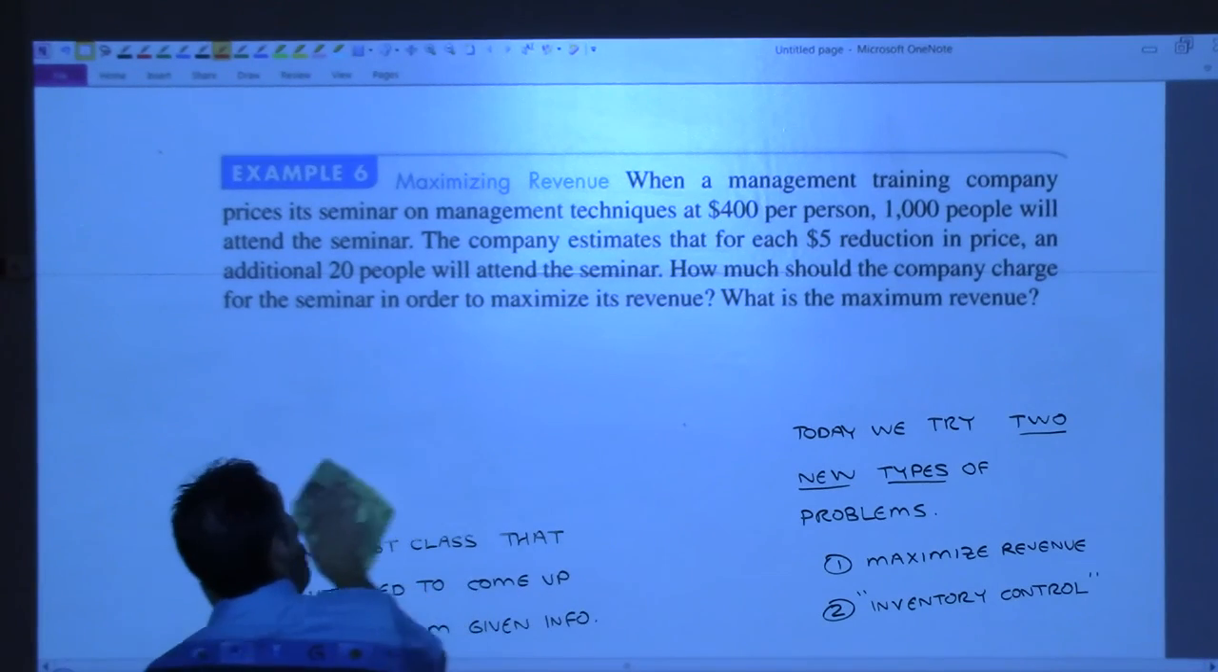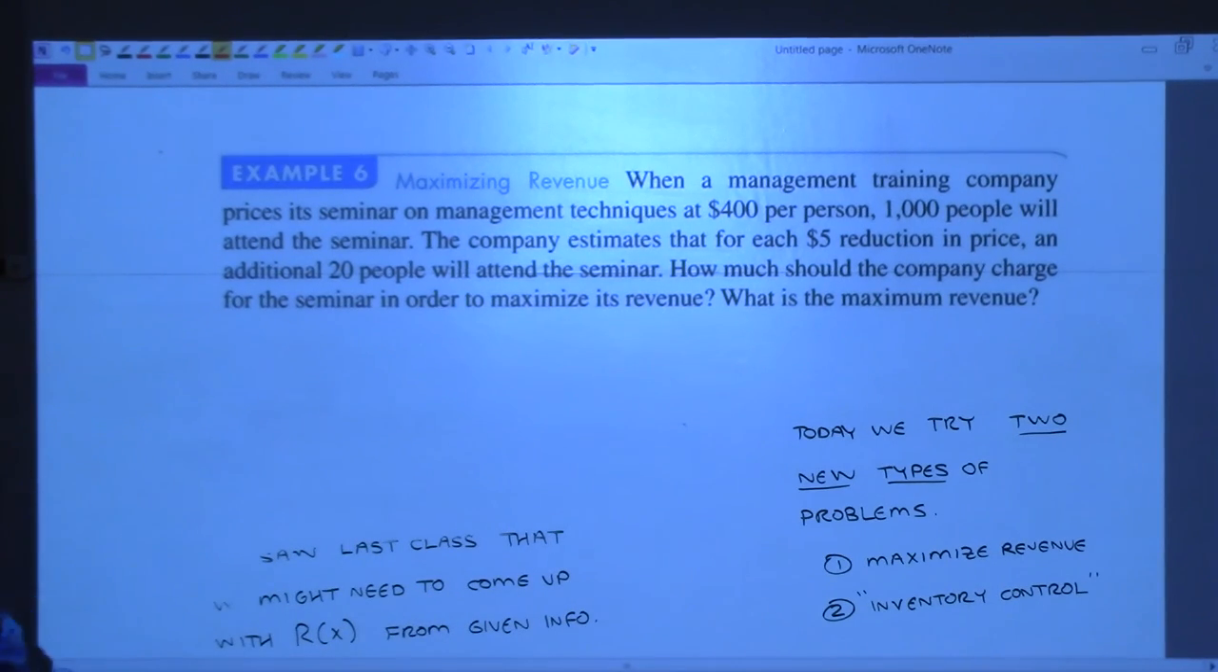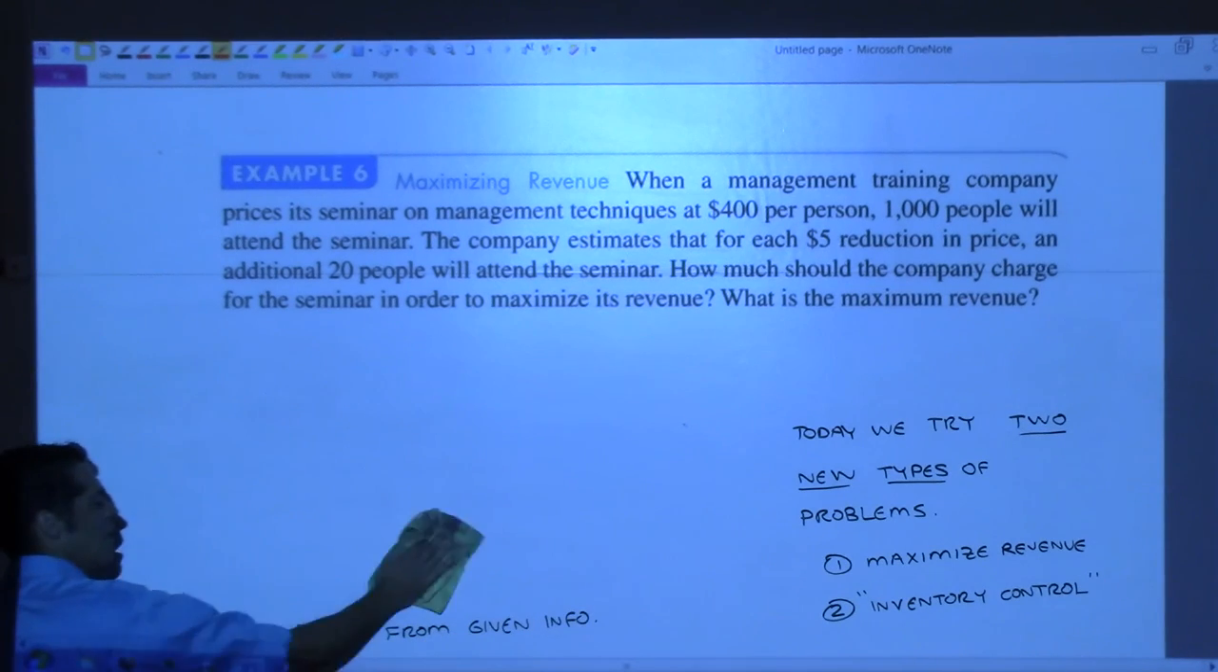I hope everybody can read that. Can y'all read that okay back there? Yes? Okay.